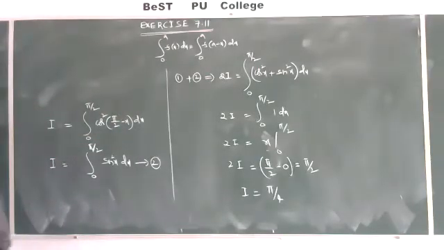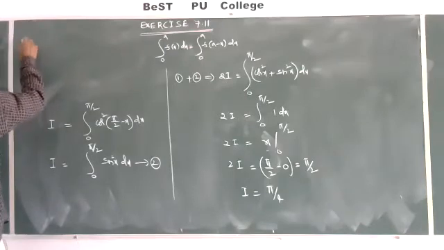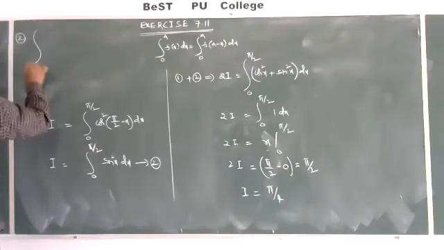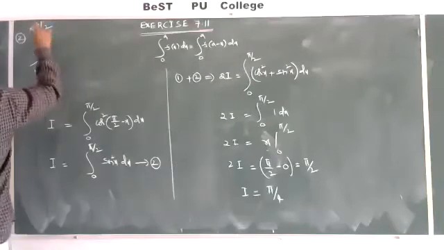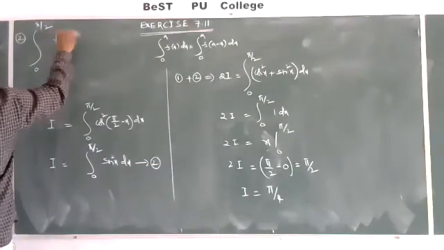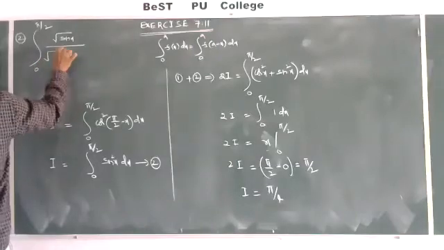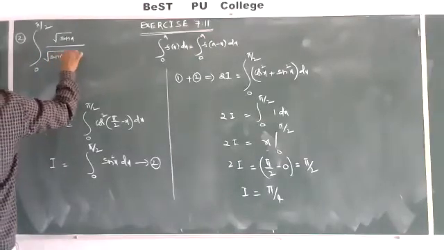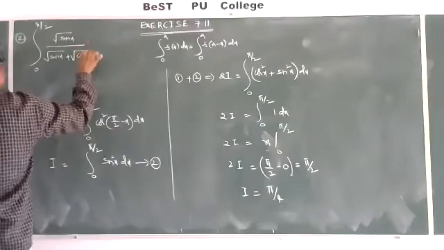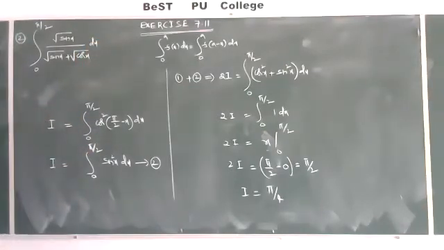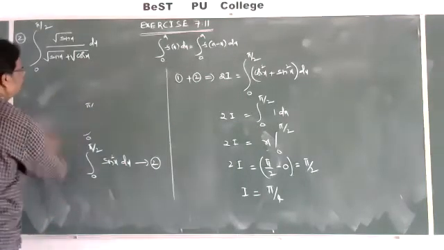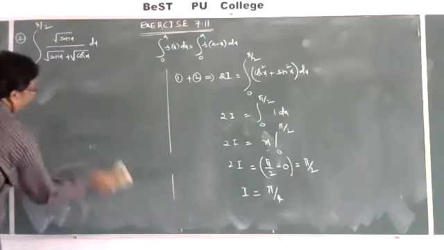That's the first problem. Second problem. Evaluate integral 0 to pi by 2 of root sin x by root sin x plus root cos x dx.